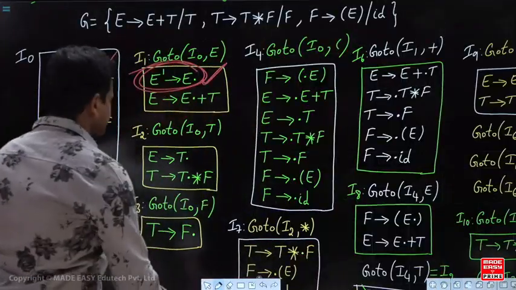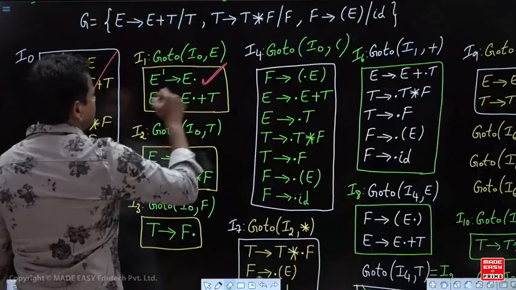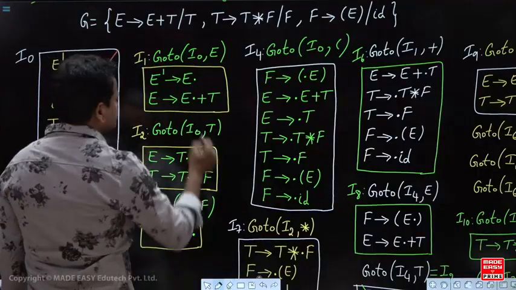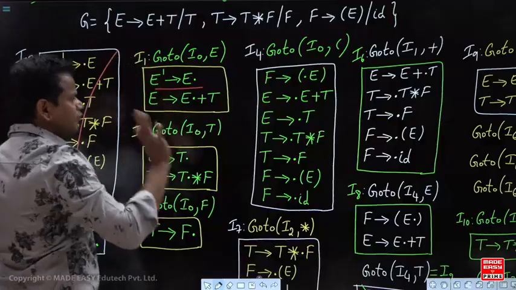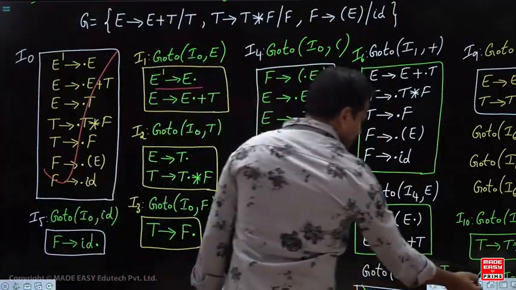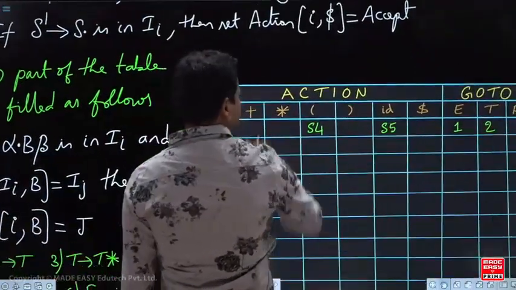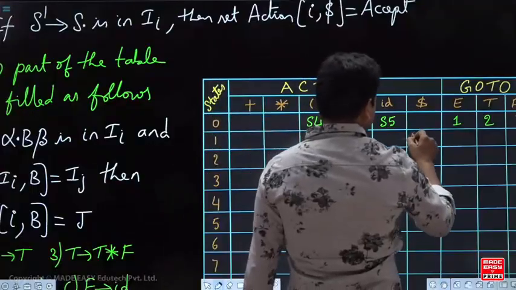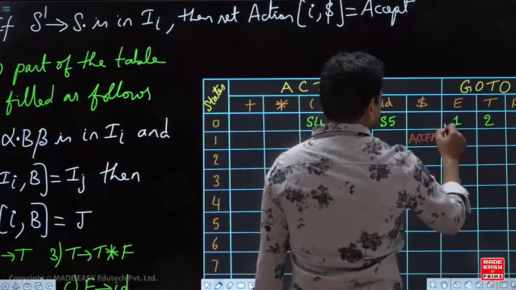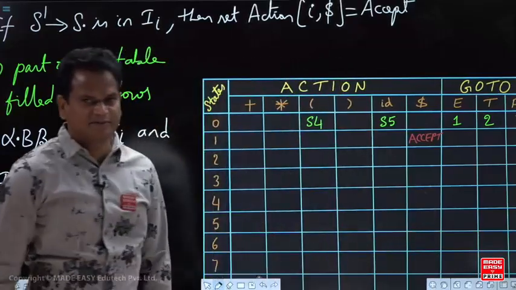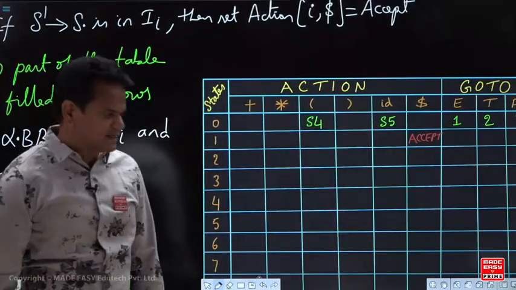Now this augmented production is in this state. What is the name of the state? I1. So in 1 comma dollar, we write the accept. Very simple. Do you understand? Next.